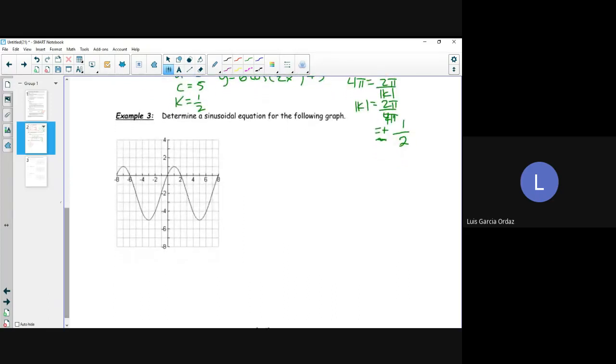Okay, now we need to come up with an equation for the graph. So we're going to be using the graph to come up with an equation. Okay, so there's a couple things we can determine just looking at the graph, or we can just use what we learned from before. So how do we usually find the amplitude of a graph?